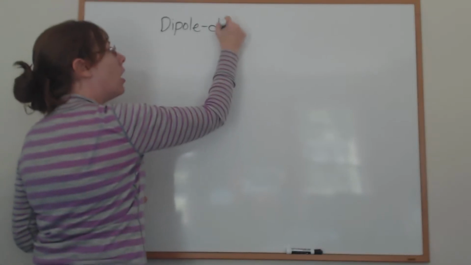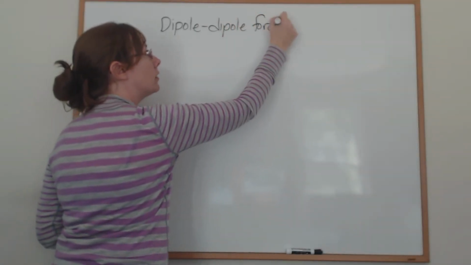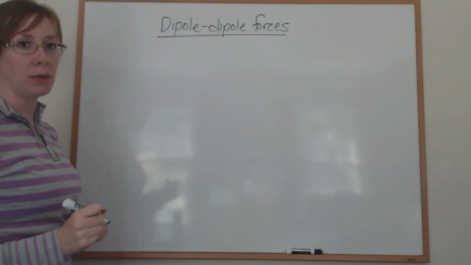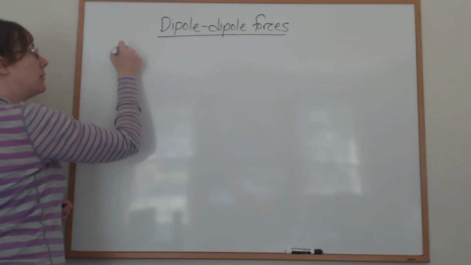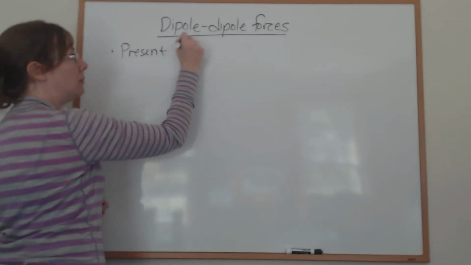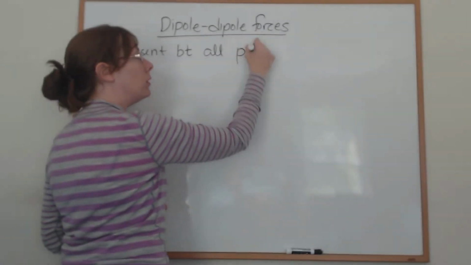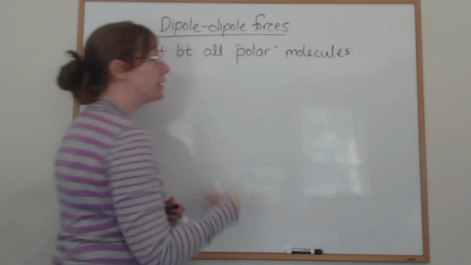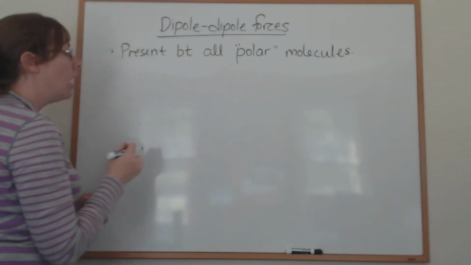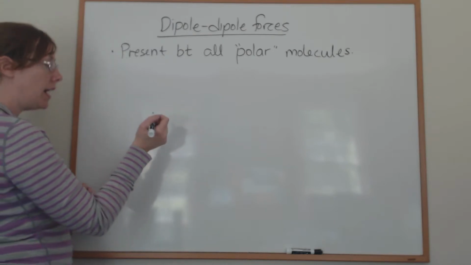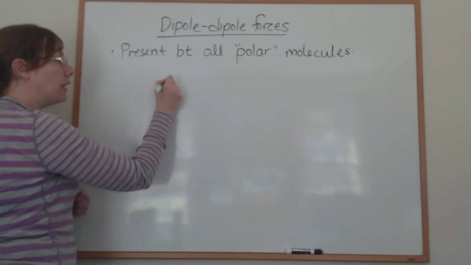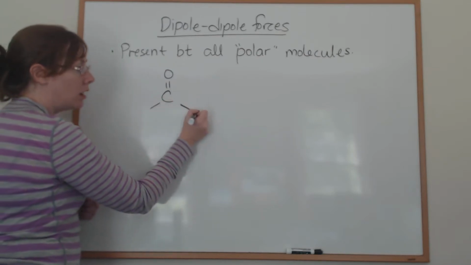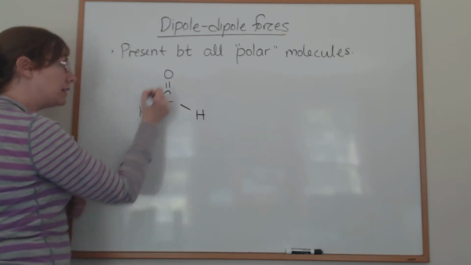The second type of intermolecular force, second in terms of strength, so these are the next strongest, are dipole-dipole forces. Now these are not ubiquitous. These are not found everywhere. These types of forces are present between all polar molecules. Polar meaning you have a positive and a negative end to the molecule. Classic example would be something like formaldehyde. Formaldehyde has a VSEPR model that looks like this.